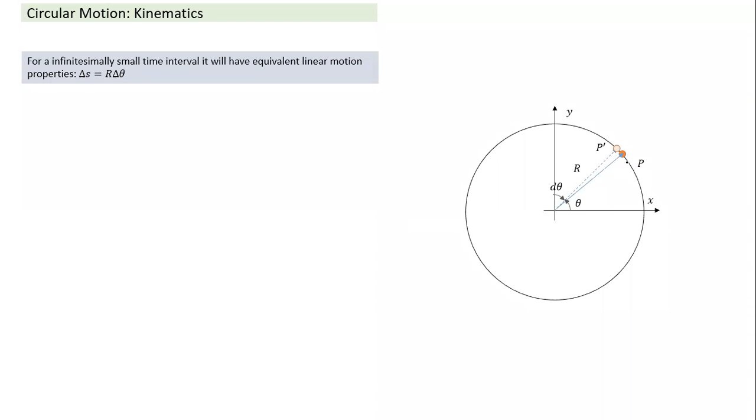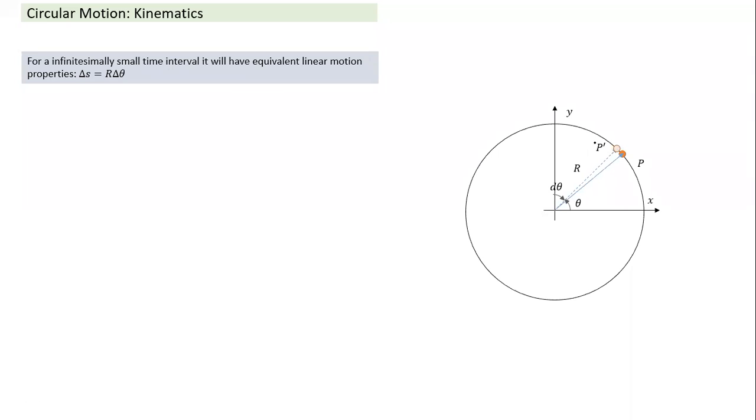But if we take a very small time interval, the displacement also will be small. If the displacement is extremely small, even though the motion is on an arc of a circle, if the length of the arc is too small, it is like a straight line. So when we take an infinitely small time interval, it will have an equivalent linear motion also. So there's a relationship for very small displacement.